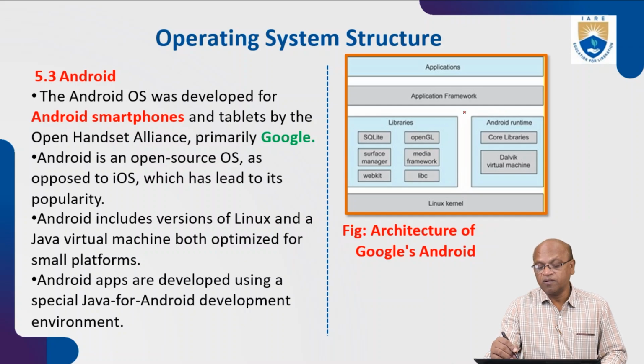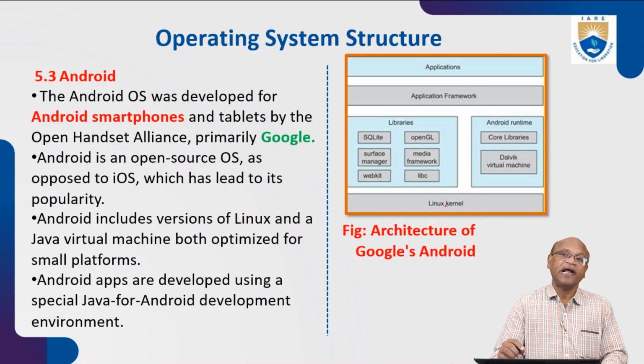This is our Android operating system structure of the programs, how they are arranged internally. So these are the Google application framework and applications, your Android runtime environment, the libraries, and the Linux kernel. So this is the Android operating system architecture.